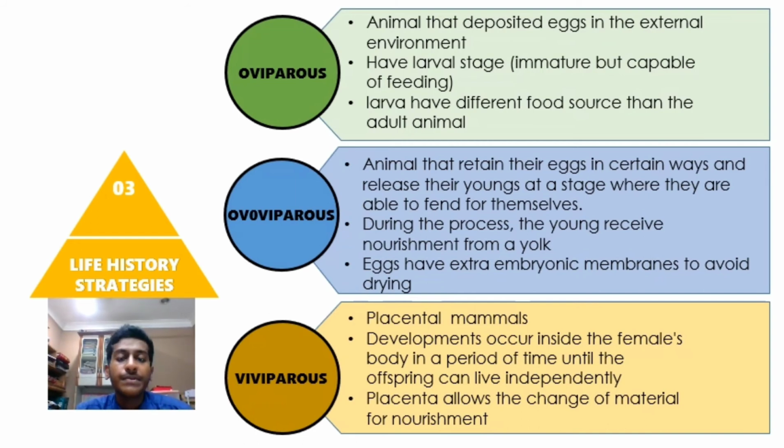Next, let me scope down into viviparous. Viviparous animals are the most complicated animals. Examples of them are the placental mammals, like humans as well. The development occurs inside the female's body for a period of time until the offspring can live independently. When the offspring have successfully developed all the required systems, for example the cardiovascular system and the respiratory system, that's when the offspring is released in order to live independently without the help of the mother's system. The placenta also allows the exchange of material for nourishment for the embryo itself. And of course, the placenta is made up of a chorion, which is another extra-embryonic membrane as well.